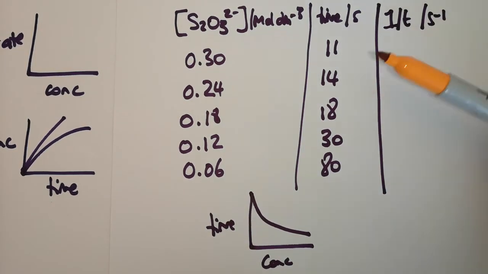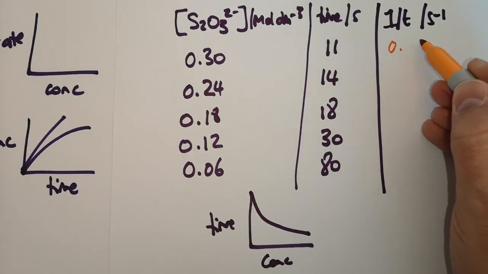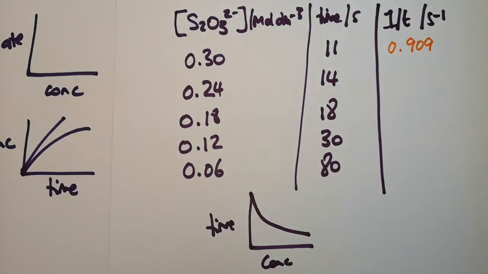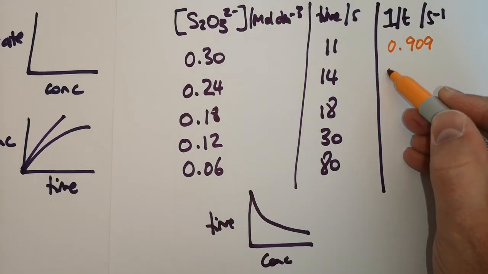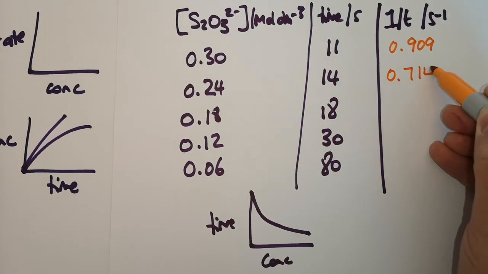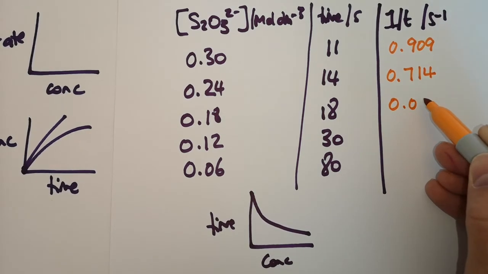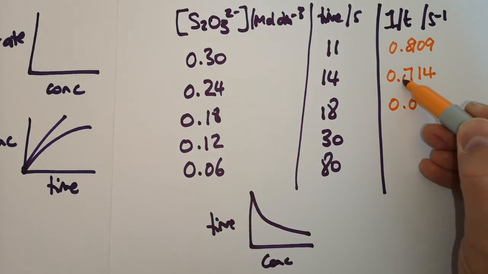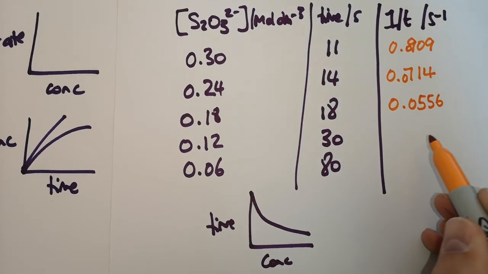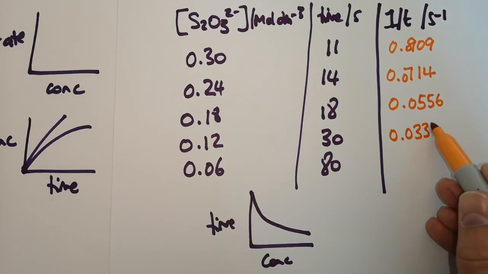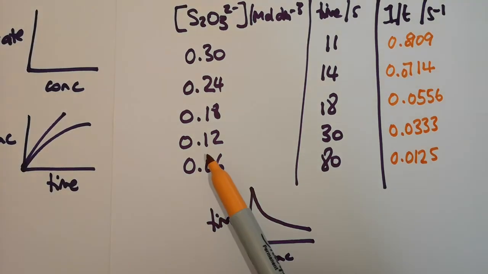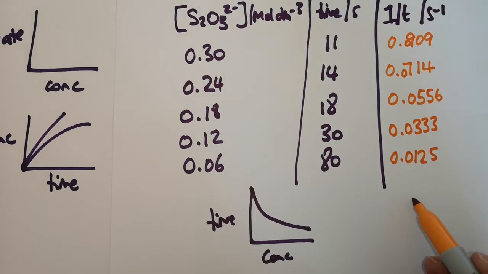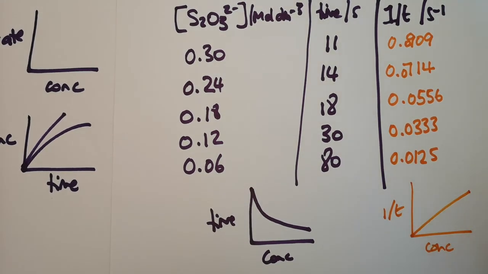If I do 1 over t, what we should start to see is that as I put my numbers on, it should now be a positive correlation between the concentration and 1 over t. As the concentration decreases, so does 1 over t. So you can now see that as the concentration decreases, 1 over t decreases. If we now graph this, concentration against 1 over t, what we get is a straight line.